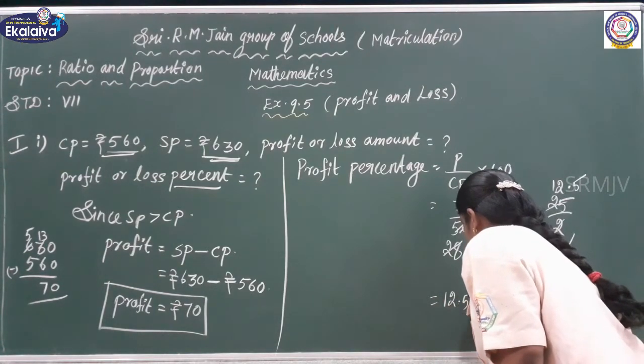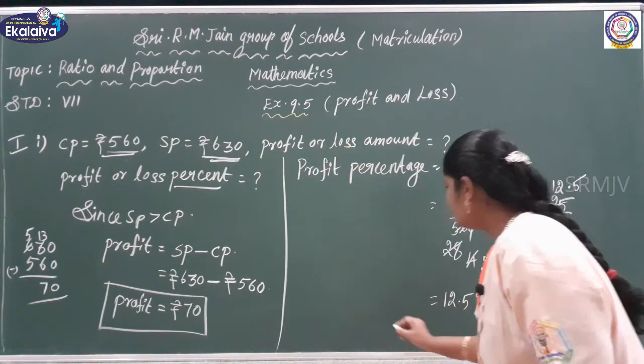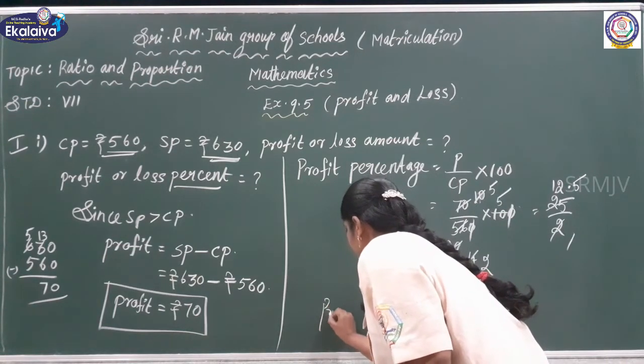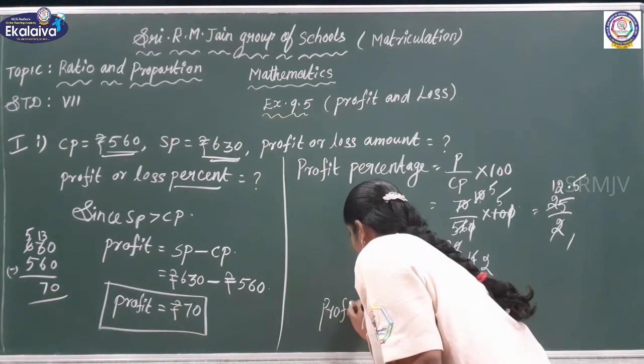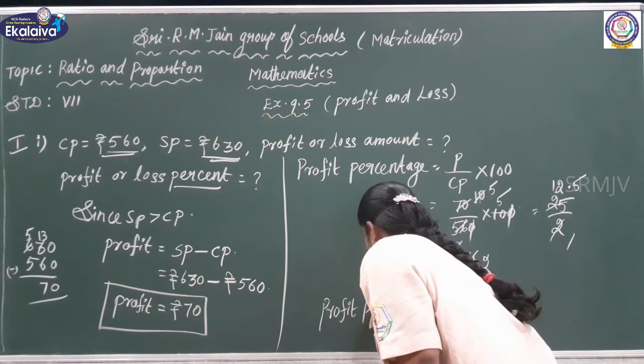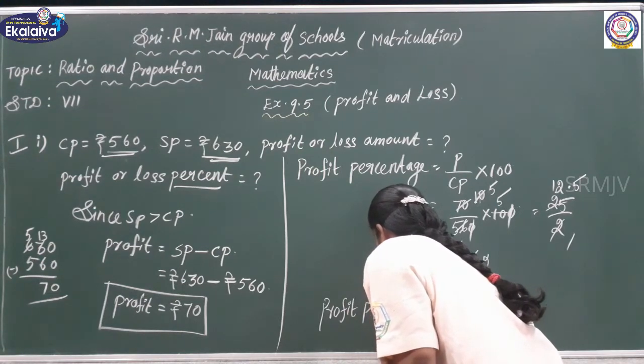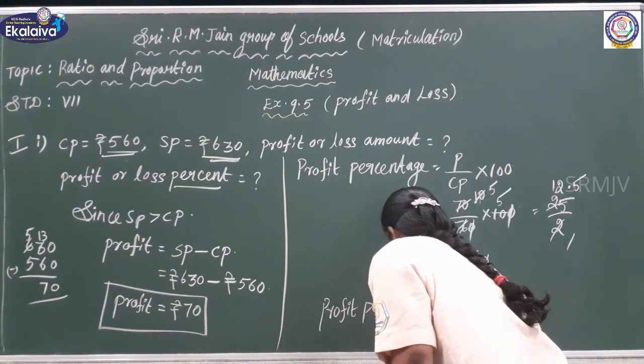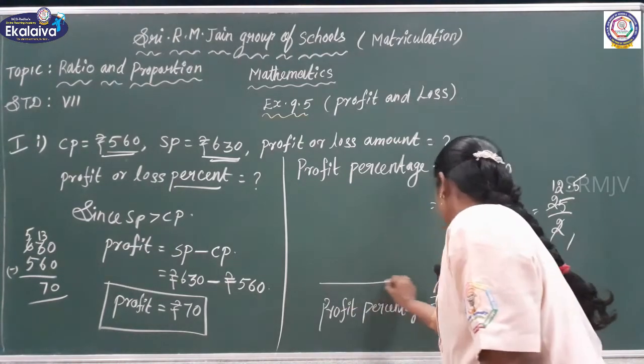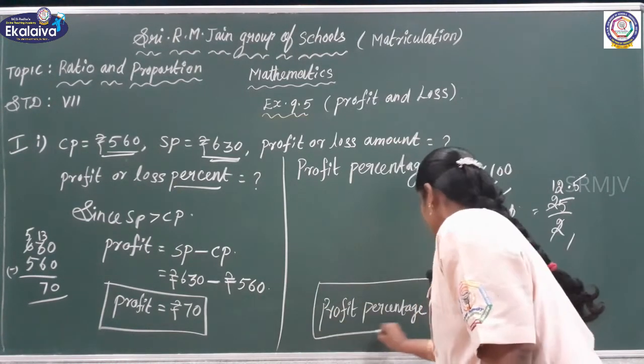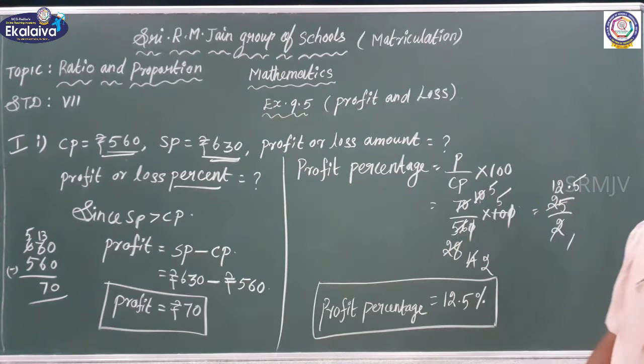12.5 percentage. So profit percentage equals 12.5 percentage. Is it clear, children?